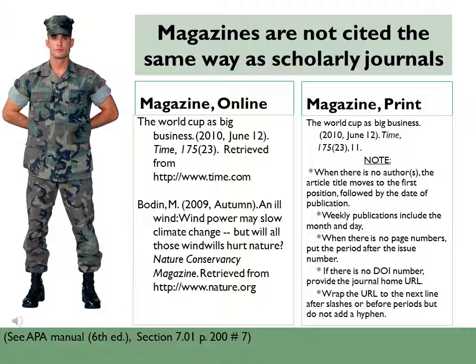I've given the example when you don't have an author, which is fairly common with magazines and web pages. If you have the print version of the magazine, then the second example is the one that you want to use. The first example includes the retrieved URL for the publication.